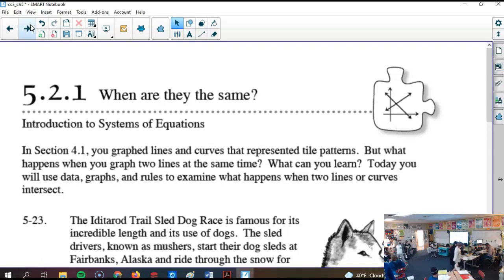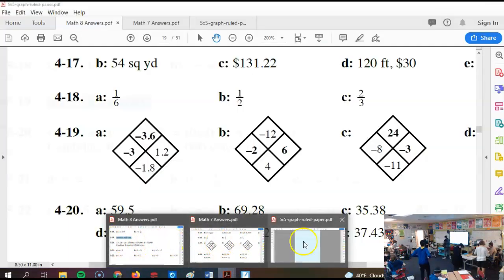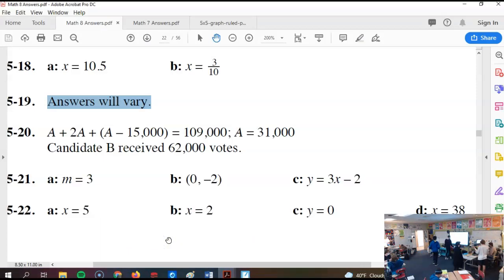Mr. Hudson, is it okay if I turn in 512 and not 511? Because I have not done the front. Yeah, that's fine. I know that you still need to do the back.